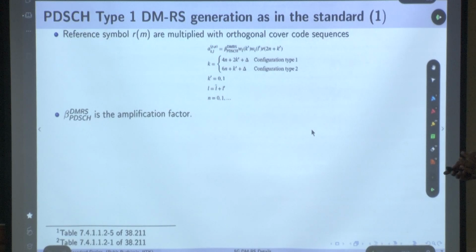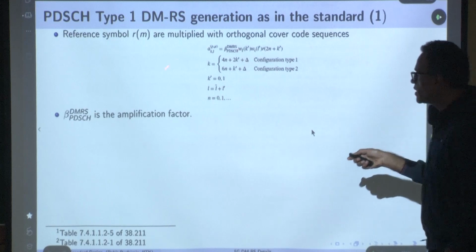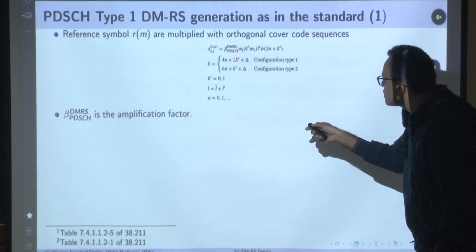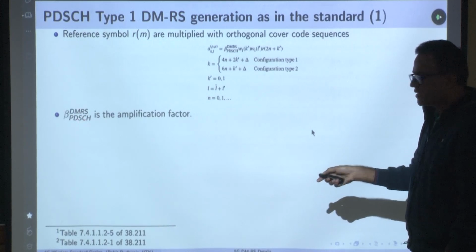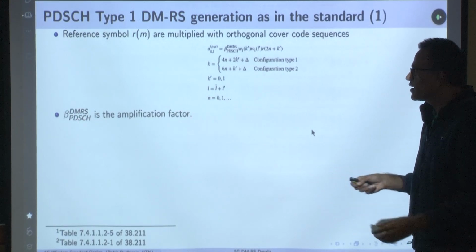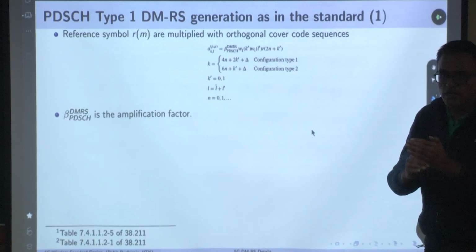I will show you the formula, and I will discuss this in detail. What is this constant which is coming over here? Beta DMRS PDSCH. This is the amplification factor. It is basically how much you want to amplify the pilots with respect to data.